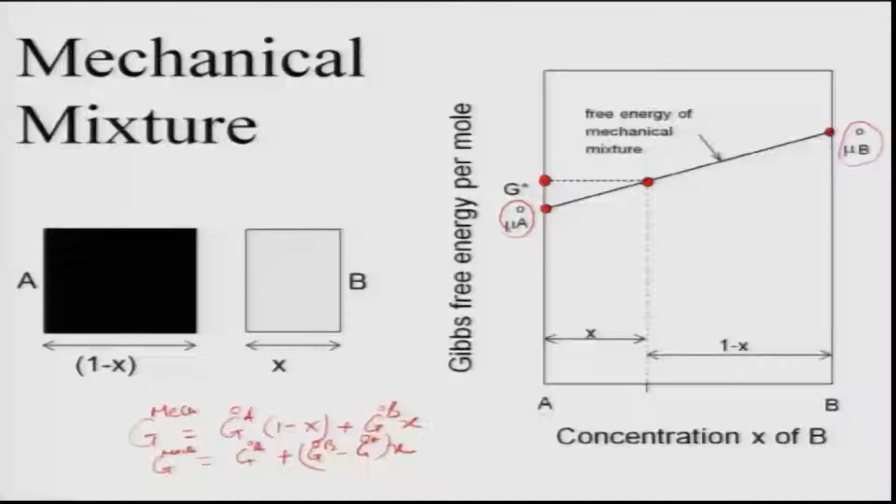And this is the plot of the function, the straight line you can see here, correct. So, at a particular composition x of B, and 1 minus x of A, this equation is followed. So, I can actually calculate G of the mixture simply by following this line. But you know, alloys are not mechanical mixtures, alloys are atomically mixed solutions.